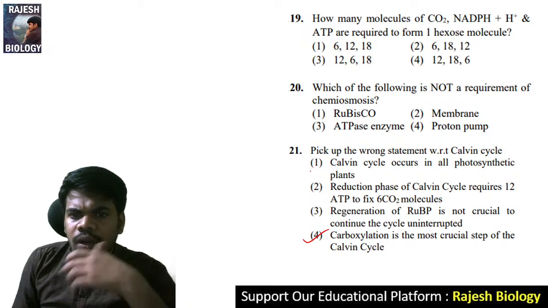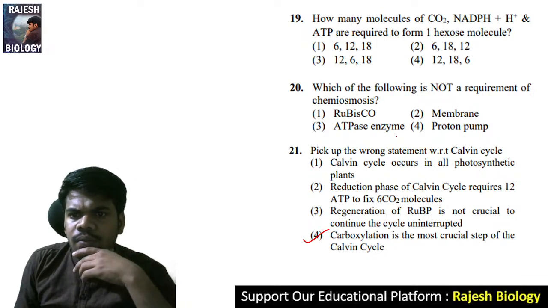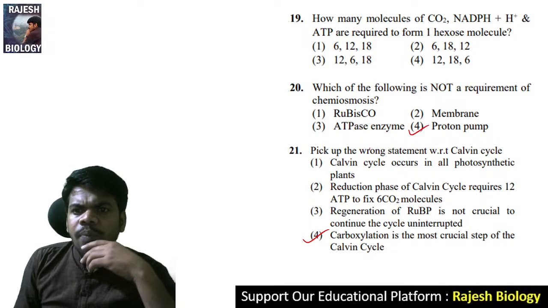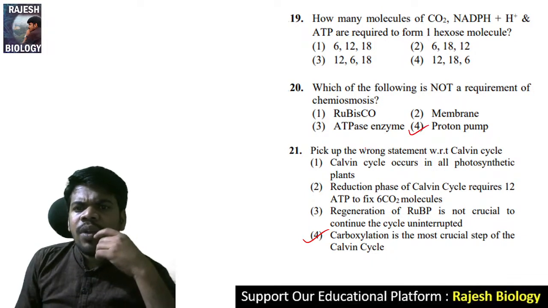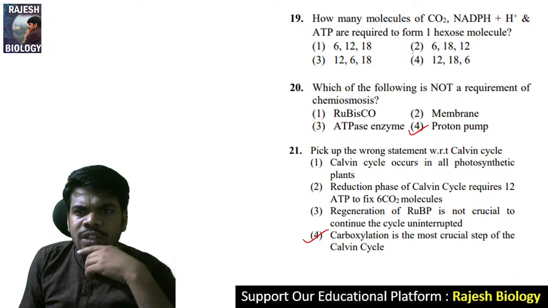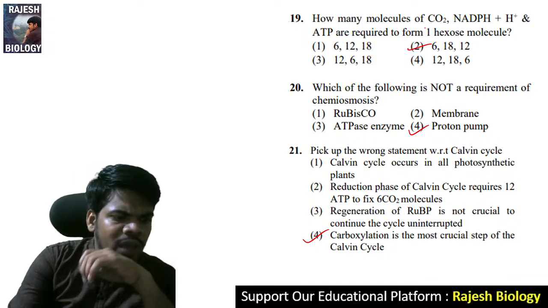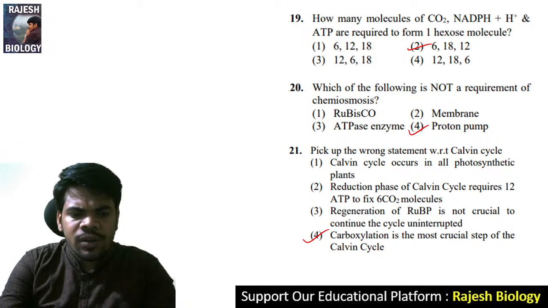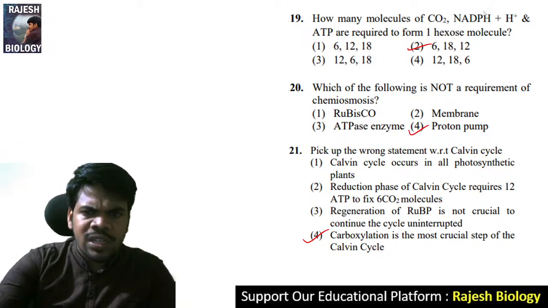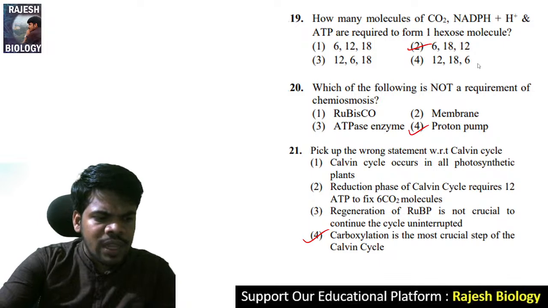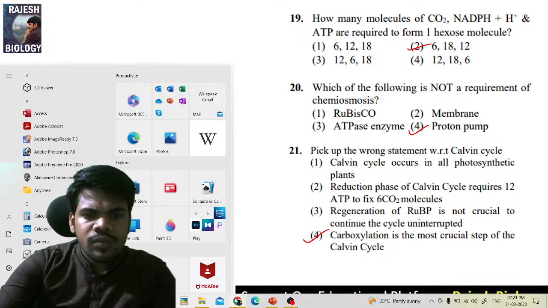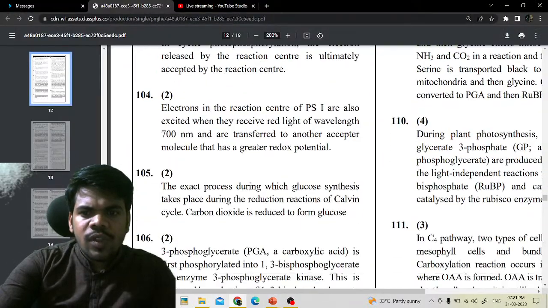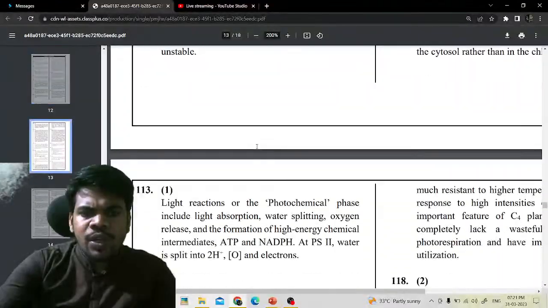Protons are important. Proton pump is not a requirement for chemiosmosis. So if you have a question, we will check that question for the explanation. Are you okay to check that explanation for the question number what? 20. There is the question number 20 explanation.